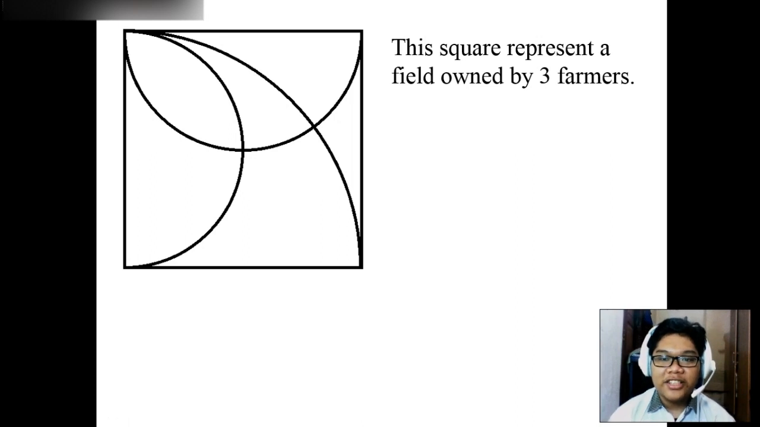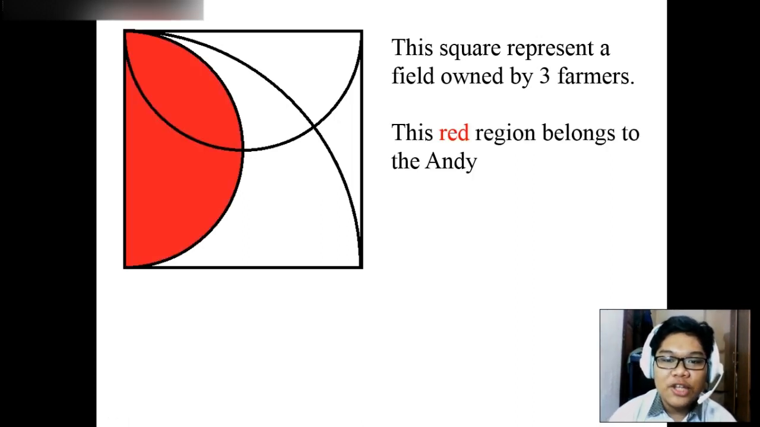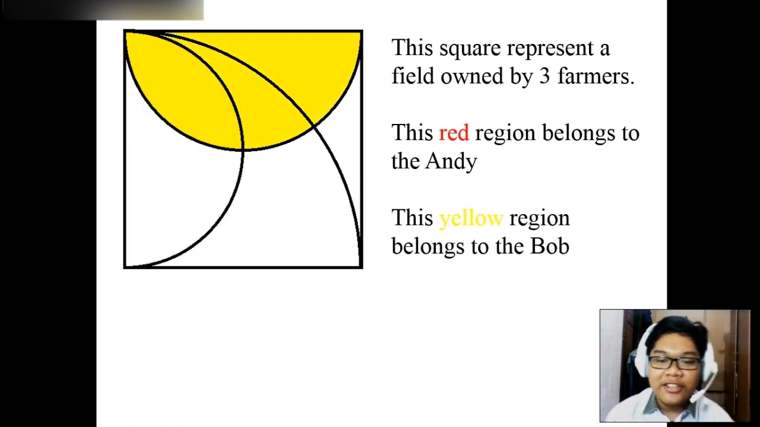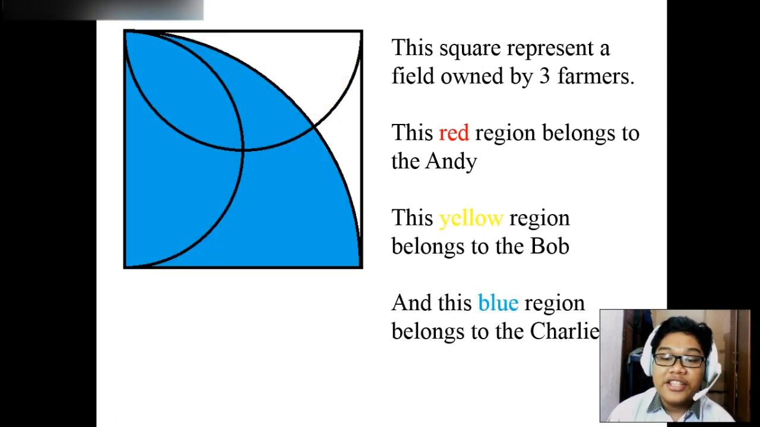And for this video, I will explain an interesting math problem. Let's check this out. This square represents a field owned by 3 farmers. The red region belongs to Andy, the first farmer. This yellow region belongs to Bob, the second farmer. And this blue region belongs to Charlie, the third farmer.